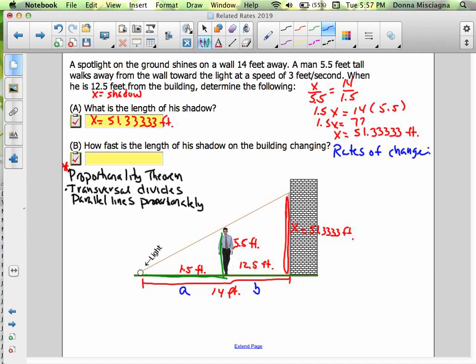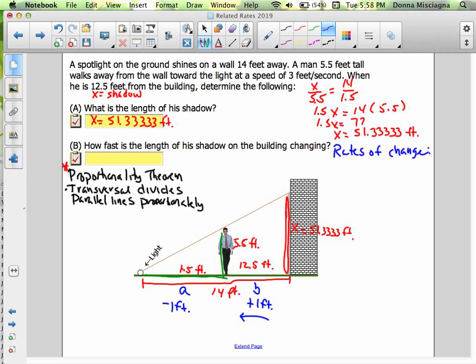Okay, so notice that in the last problem, the man could just keep on going. Here, if he moves 1 foot this way, if he goes 1 foot that direction, he's got 1 less foot. So if I add a foot here, I have to subtract a foot here, because I've only got 14 feet between them. So here, these are directly proportional because I'm limited to the 14 feet.